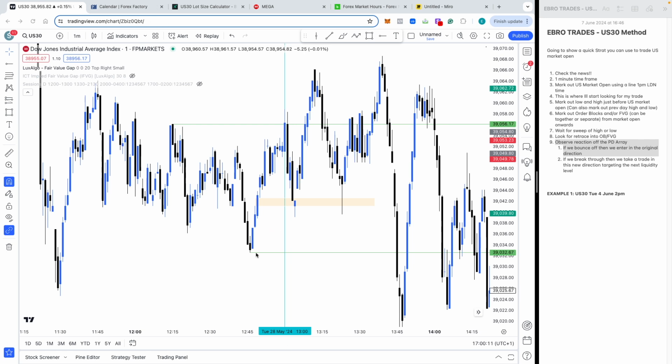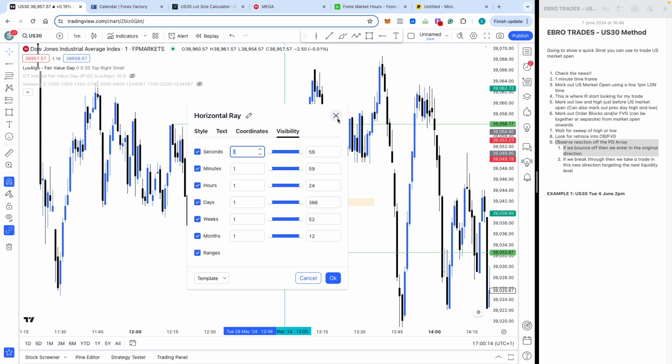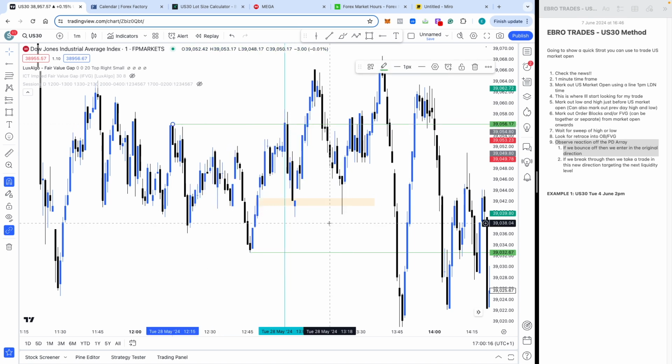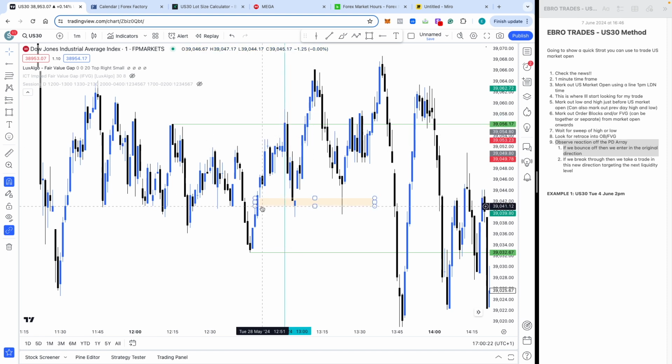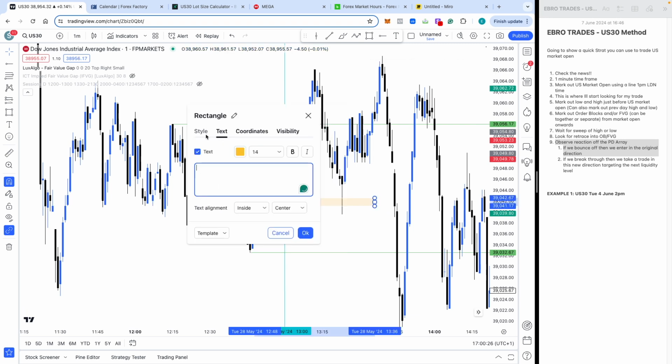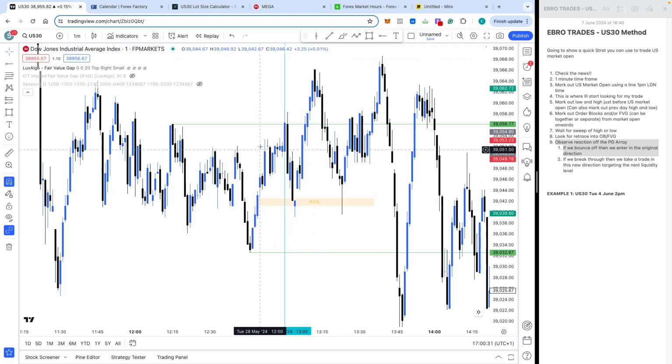We're on the charts. We've marked out our low, and we've marked out our high. We then also mark out our most recent PD array that is closest to 1 p.m. onwards. That's this fair value gap over here. So we've marked out our fair value gap. I'll even label it for you guys. Fair value gap. Right. We wait for buy side or sell side to get swept. So we see here, buy side gets swept, and then we wait for our retracement.